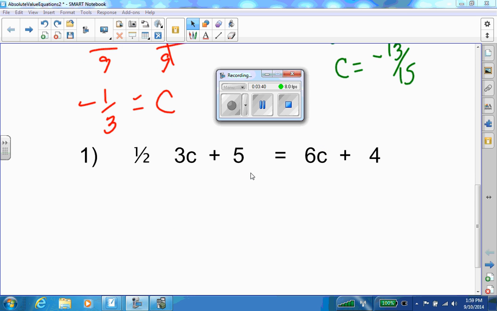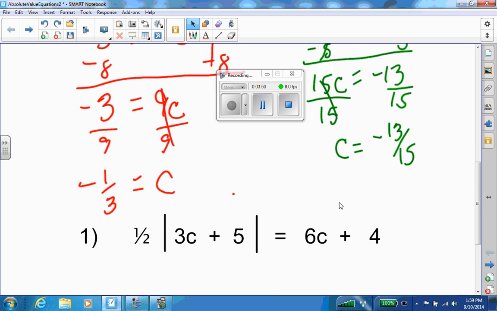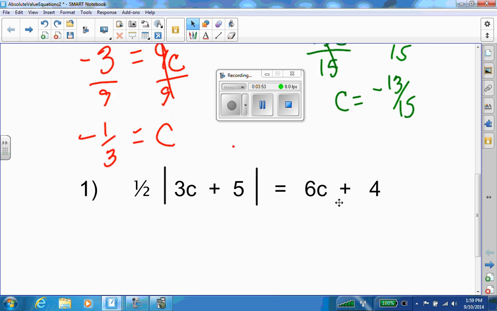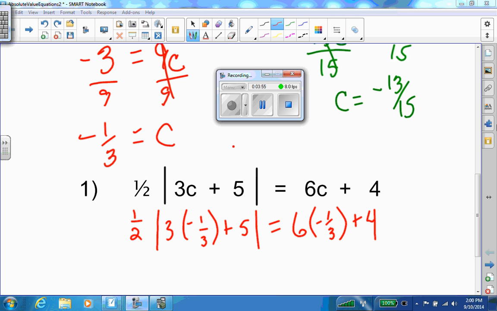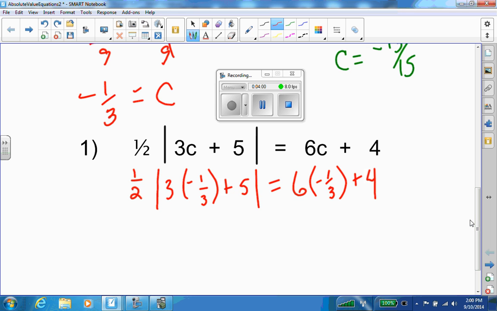So we're going to check our 2 possible solutions by substituting them into the original problem. There we go. There's the original problem. Substituting into the original problem and see if they make this equation true. So here I've substituted negative 1/3 into both sides of the equation. Following order of operations, I'll start working inside this absolute value. 3 times negative 1/3, my 3's will cancel. That leaves me with the absolute value of negative 1 plus 5.